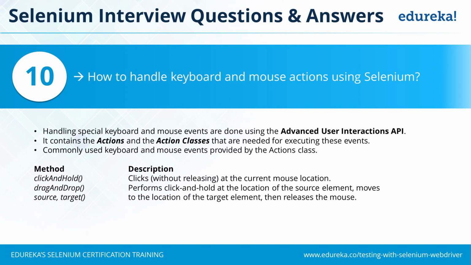Whatever is the current mouse location, it will just click and hold the click, and it will allow you to move it to some different location, then release it at the same location, or do any kind of action or operation with it. Drag and drop. So drag and drop is an inbuilt method which will pick up the element from its source location or drag it all the way to its target and release it onto the target.